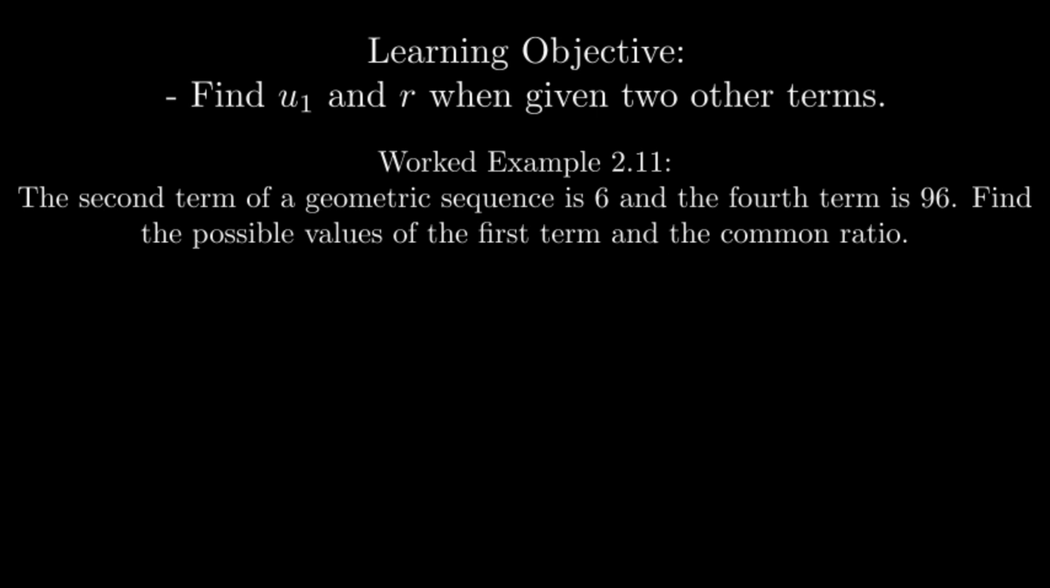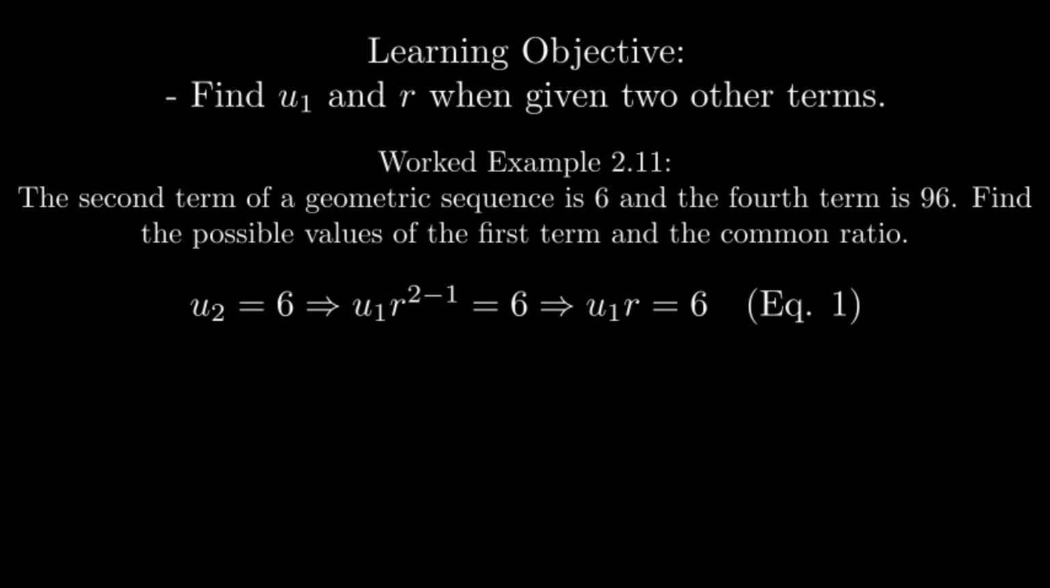We need to find the possible values for the first term and the common ratio. We'll use our fundamental formula, u sub n equals u sub 1 times r to the n minus 1, to translate this information into equations. First, let's use the information about the second term. We know u sub 2 is 6. Using the formula, this means u sub 1 times r to the power of 2 minus 1 equals 6. This simplifies to u sub 1 times r equals 6. Let's call this equation 1.